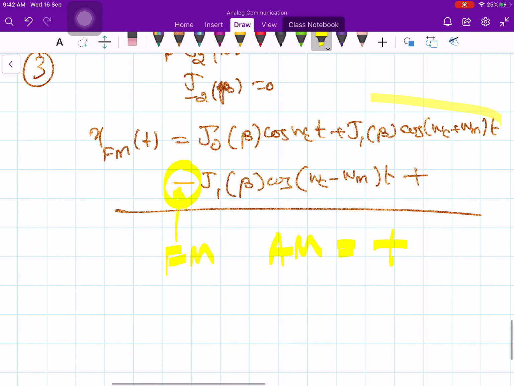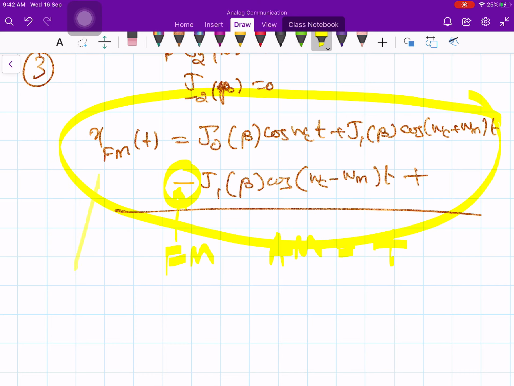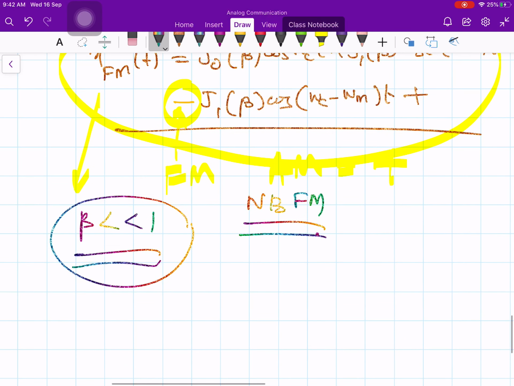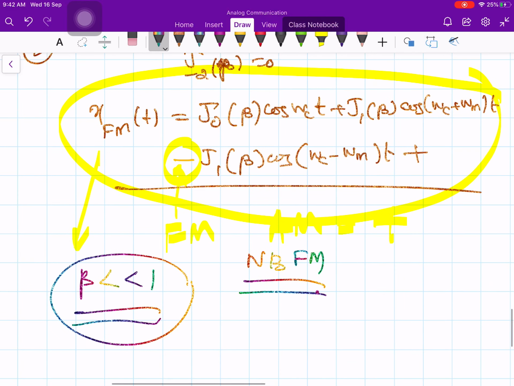Why is it narrowband FM? Because beta is much less than 1. That is why this is my narrowband FM signal. So narrowband FM is the FM defined to arise when beta is very small, and in that case the spectrum is similar to that of the AM signal. In the sense, it has only two sidebands, f_c plus f_m and f_c minus f_m. That's it.